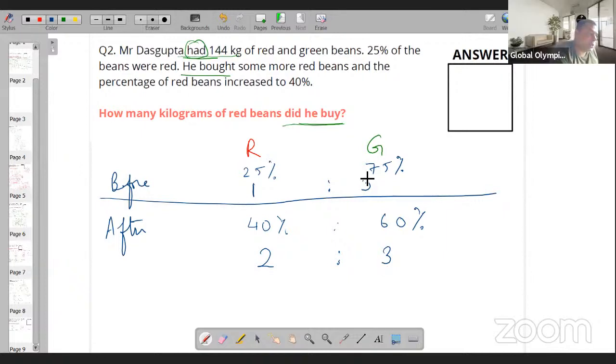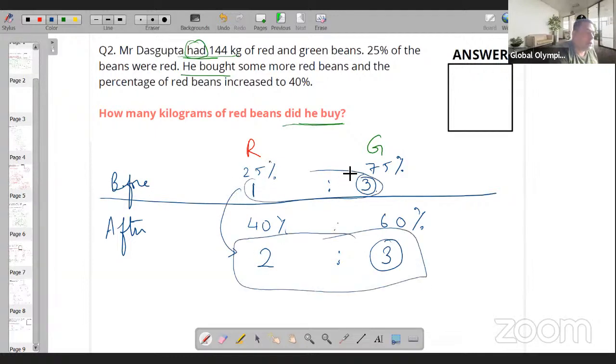Now understand this. This is 3 parts. This is also 3 parts, which means these 3 parts can be equal because they did not change. Correct? So now what happened? Only one part was added to it. There were 4 parts earlier, now there are 5 parts altogether. If 4 parts is equal to 144, how much is one part? It's 36. 36 was added. Did you understand?